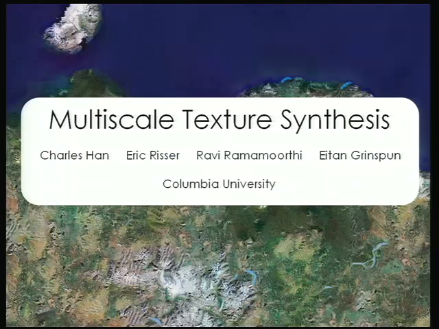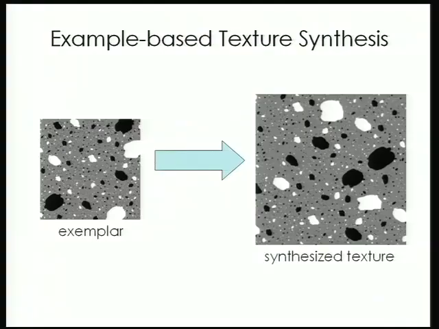So I'll be presenting this work that we did at Columbia, and as you might have guessed, I'll be talking about texture synthesis, and more specifically example-based texture synthesis, where we're given as input a simple example image or exemplar, and we seek to generate outputs having similar characteristics or features.